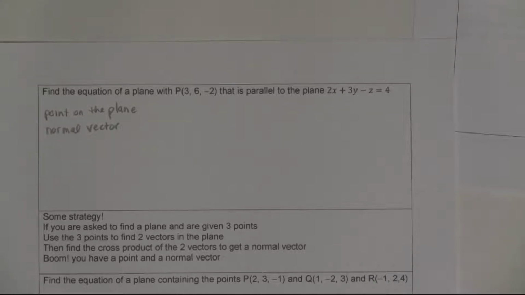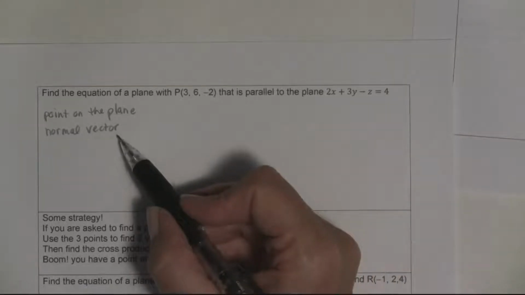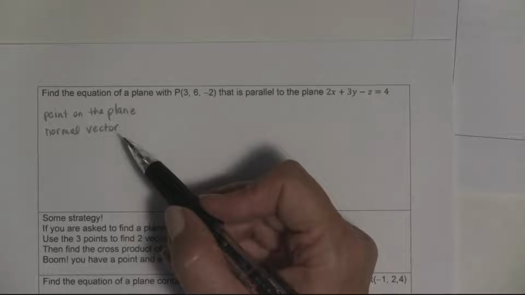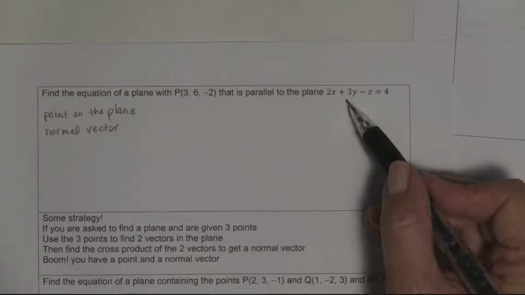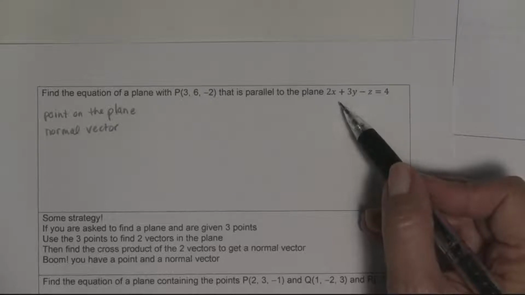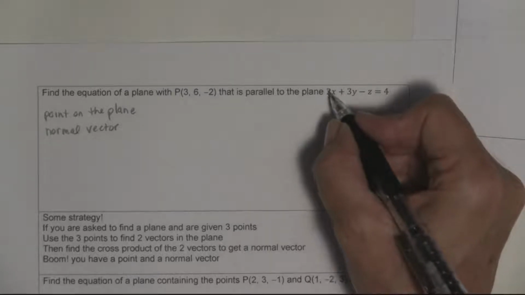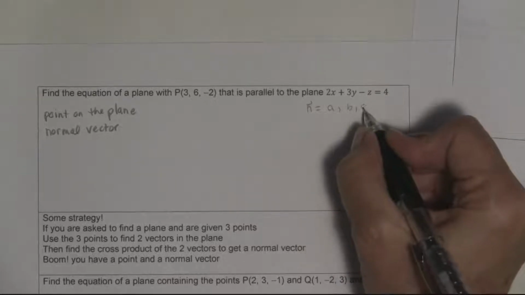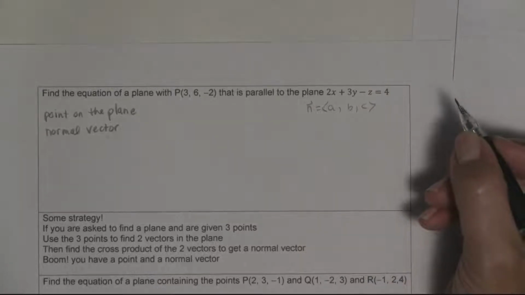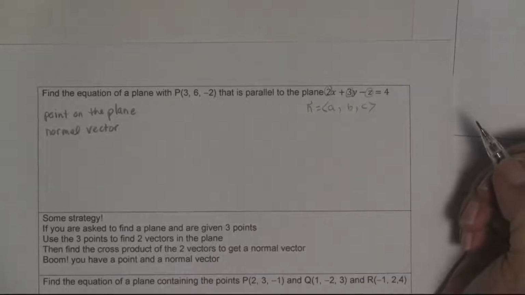And so we need a point on the plane. Well, they've given it. We need a normal vector, and what they've told us is that our plane is parallel to this plane, which means they have normal vectors that are scalar multiples of one another. You can even use the same normal vector. And so the normal vector here, now remember, the normal vector was the A, B, and C. And yeah, it's different than on the line, right? It's just a coefficient of X, Y, and Z, right? That's all that it is.